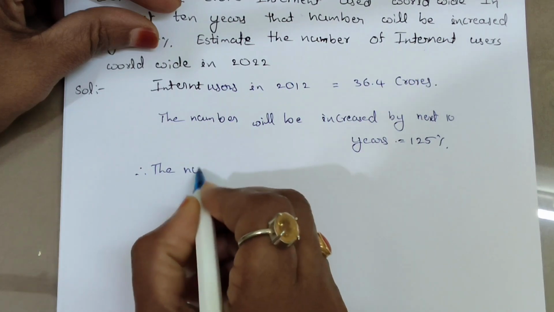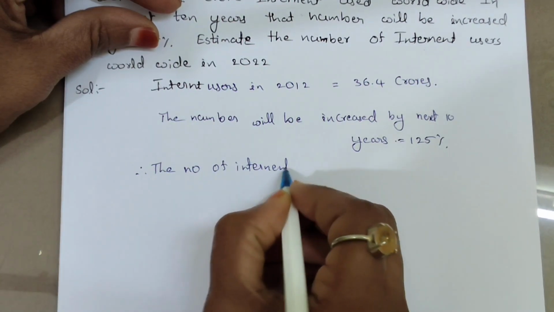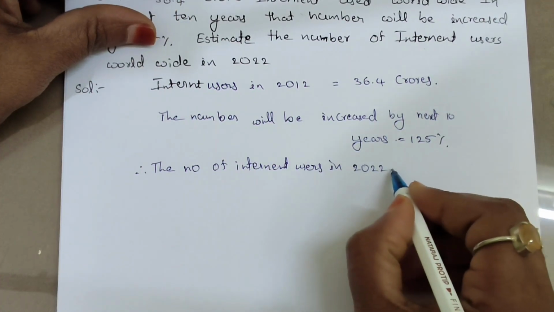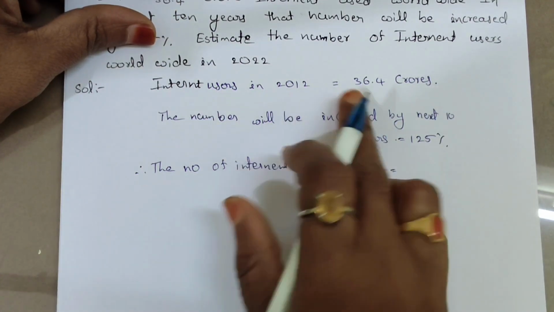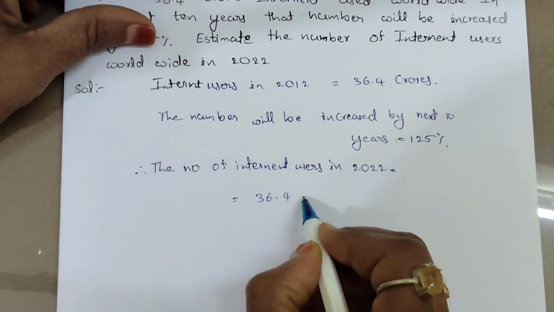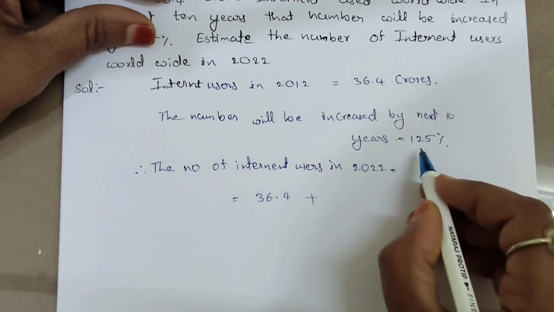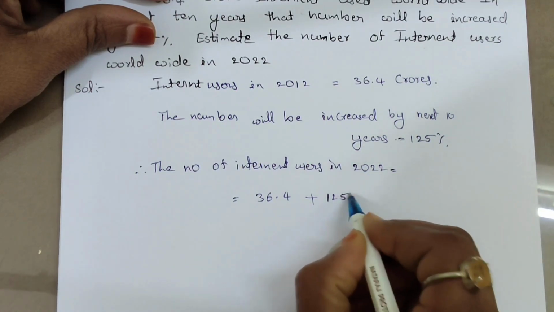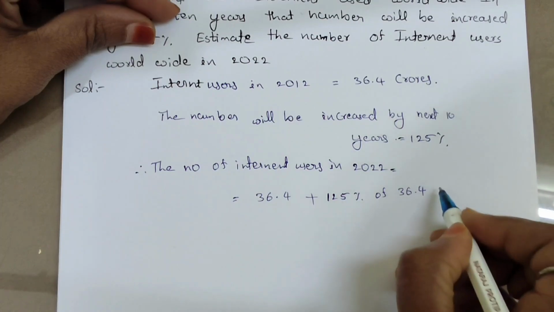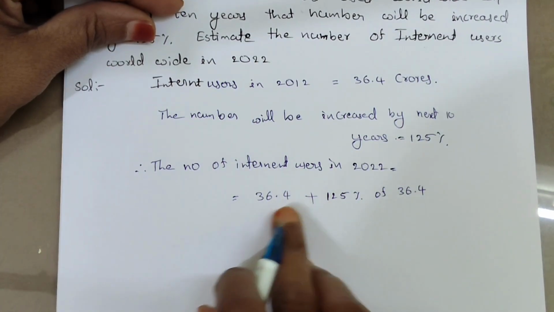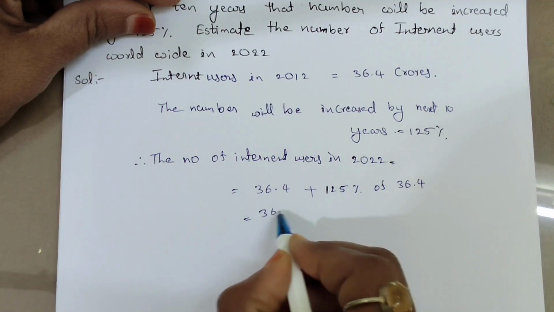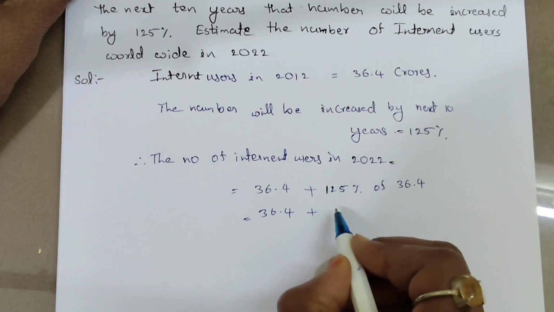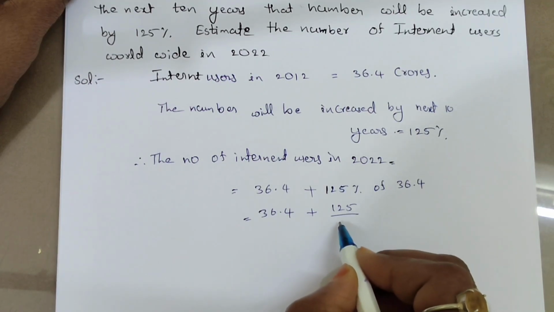Therefore, the number of internet users in 2022 equals the total. In 2012 it is 36.4 crores, plus the increase of 125%. So 125% of 36.4, we find this value and add 36.4. So 36.4 plus 125%. We remove the percentage symbol: 125 by 100.